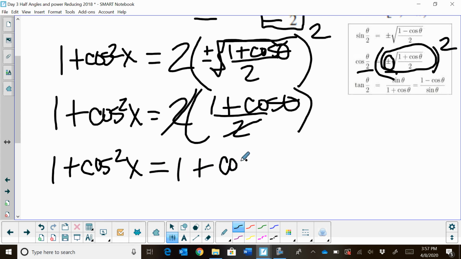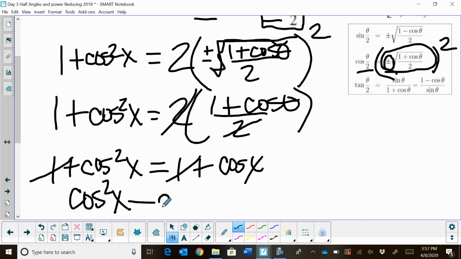Okay, now you can see a little bit of an issue. This one has a square and this one doesn't. Not a big deal. I can just factor that then. The ones cancel off of both sides. So I get cosine squared x. I'm going to go ahead and move this other cosine over because you can't divide by a trig function. That's getting rid of solutions.